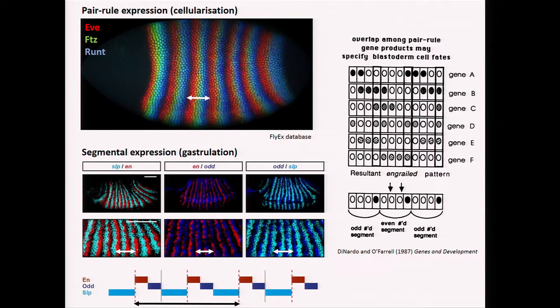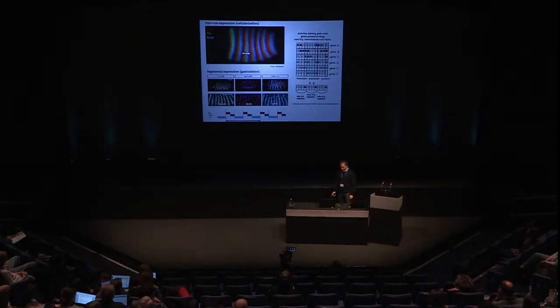The basic idea underlying how this is achieved is pretty old. It's actually a little bit older than me. And basically, the idea is that you have different pair-rule genes expressed with different relative phasing along the AP axis, which gives rise to different combinations of transcription factors in different nuclei along the AP pattern repeat, which sets up a kind of combinatorial code which is sufficient to establish discrete segment polarity fates.